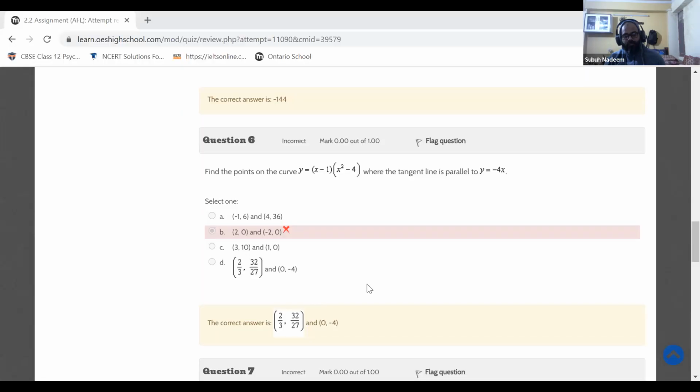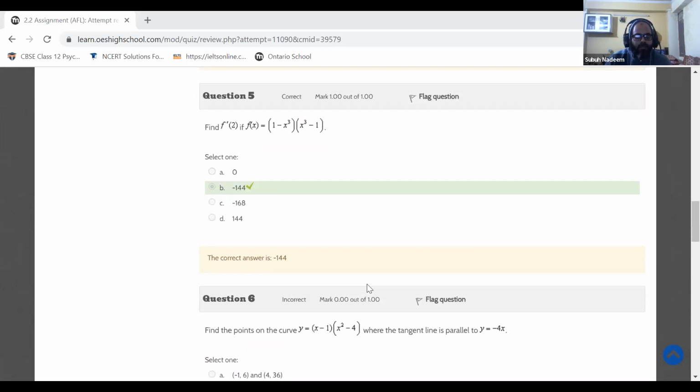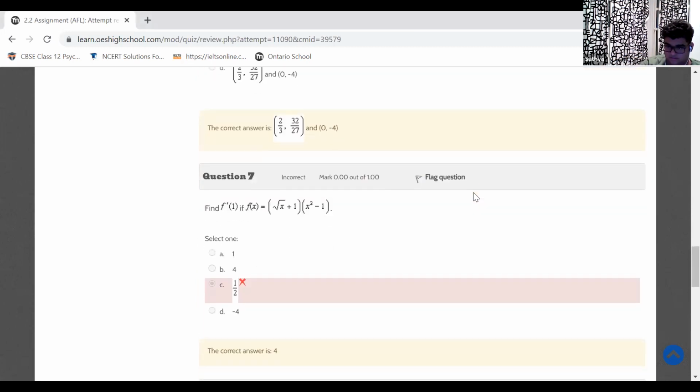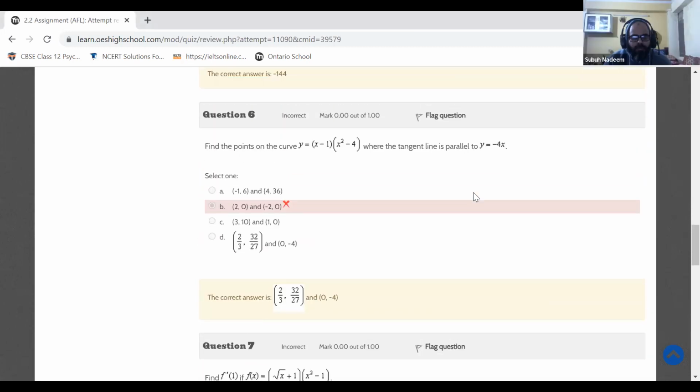Okay, sure. And this one, I didn't get this. Okay. So find the points on the curve. So I'll give you some idea about it and then you can do it. Let me tell you what you have to do here.